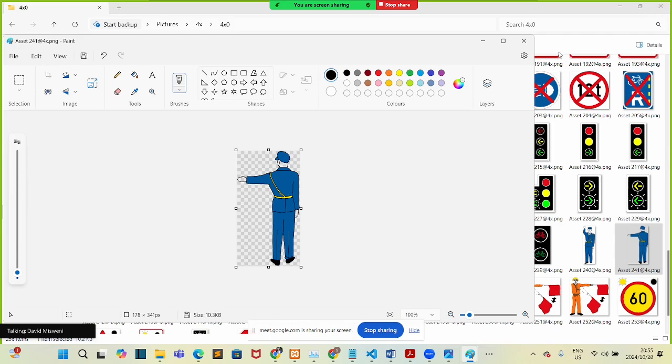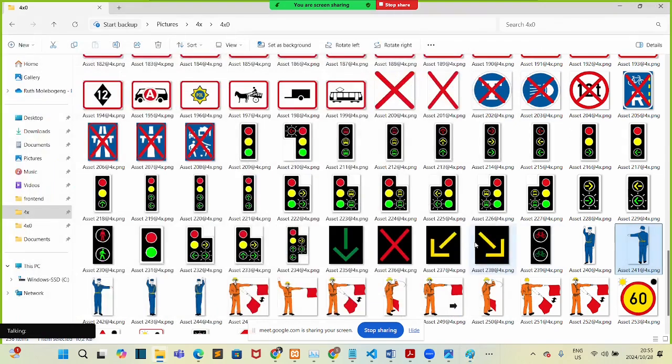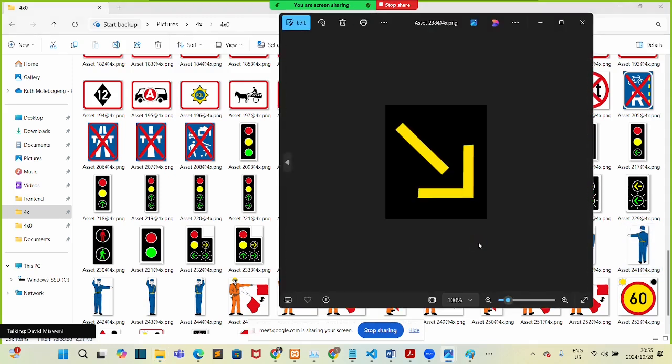Guys, I'm seeing my emojis, right? All right. So you have been here. Let me give you this one. Let me not give you easy stuff. This one. Okay.